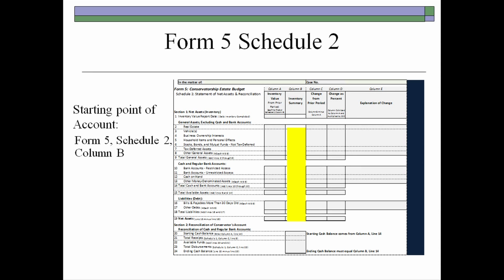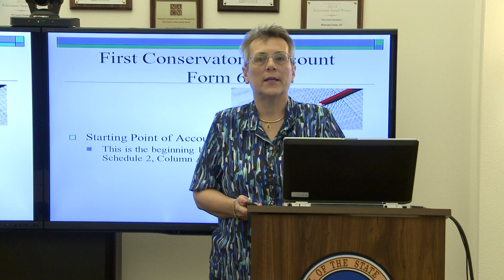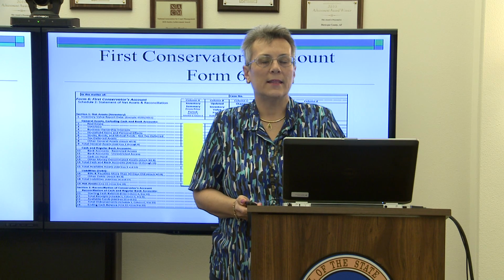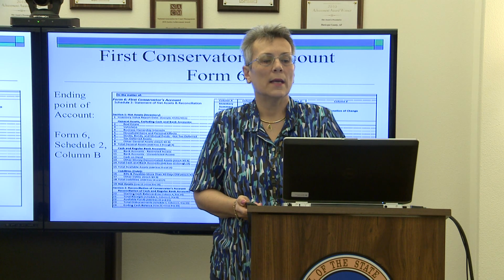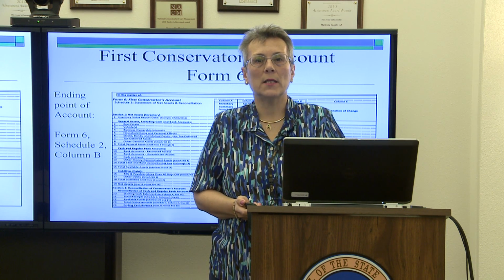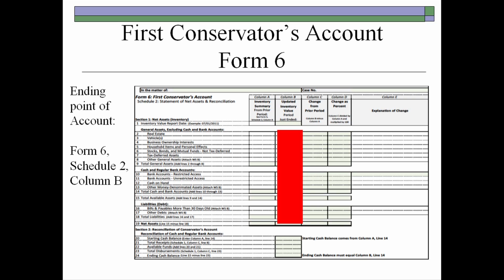Your starting point for your annual account will be from your Form 5, Schedule 2, Column B. That was your inventory and appraisement values as of the date of your appointment that you filed with the court. And that will become your beginning inventory value on Form 6, Schedule 2, Column A. At the end of the accounting period, the inventory estate values will then be reported on Schedule 2, Column B.